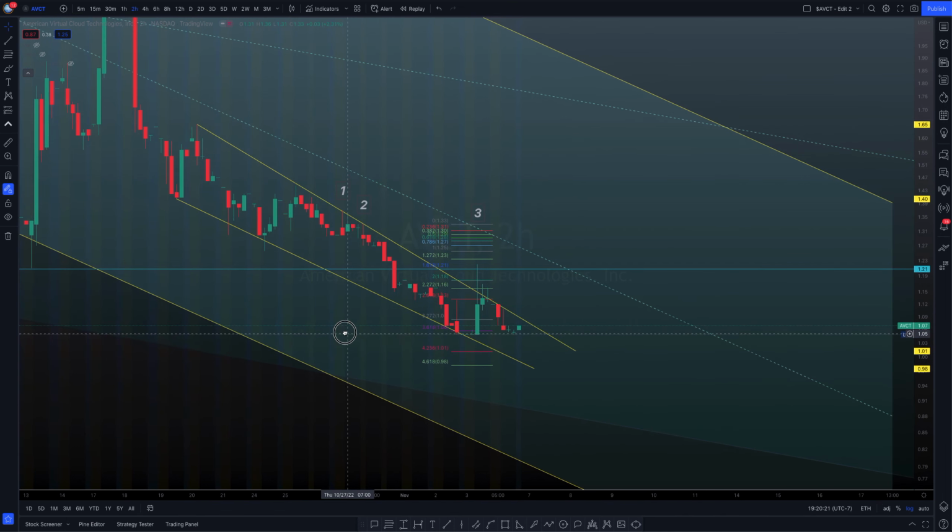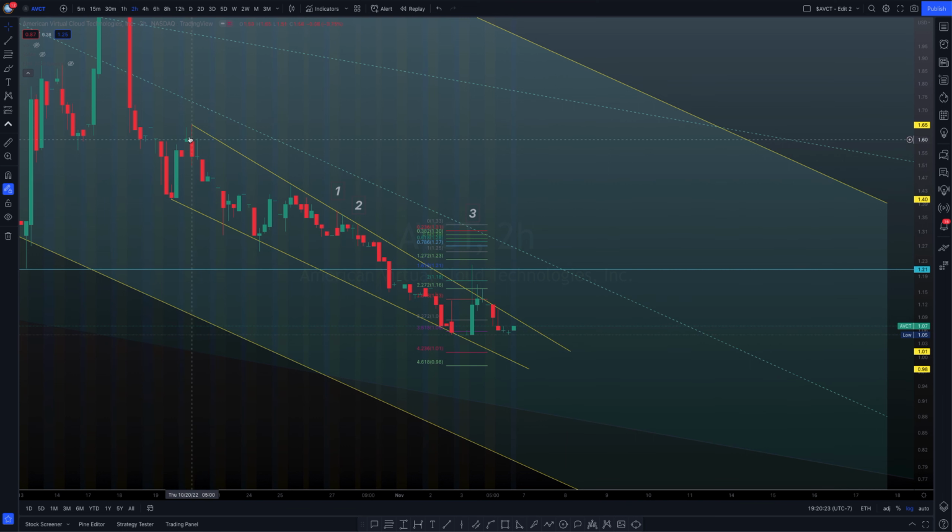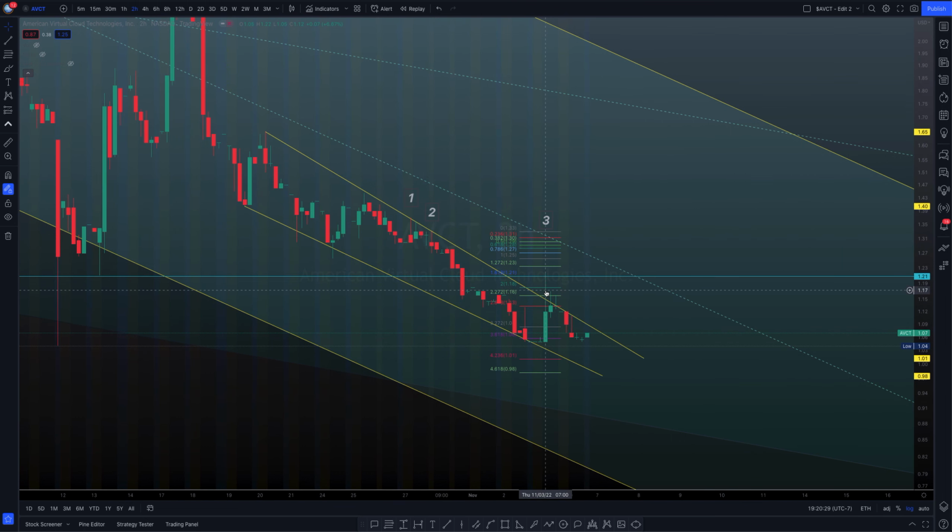We were looking at this falling wedge in the 2-hour chart for AVCT, and we did notice that we caught a breakout and we started to test our newly converted resistance into support. We have since failed that and are now trying to reclaim it once again.